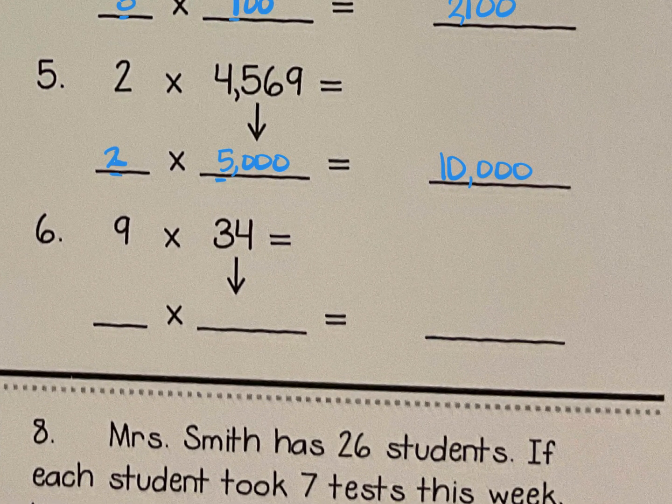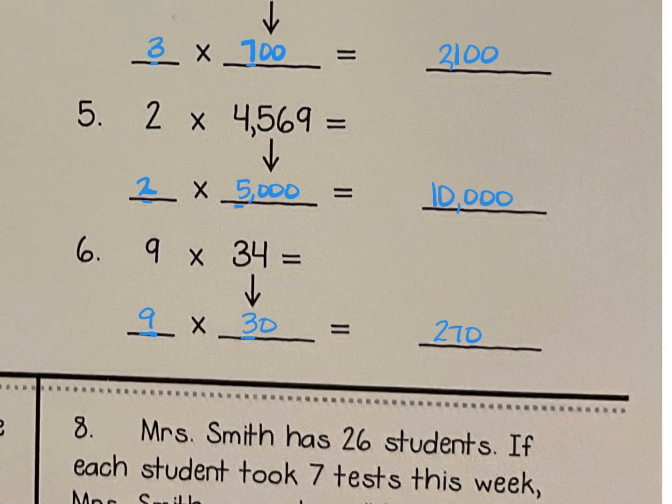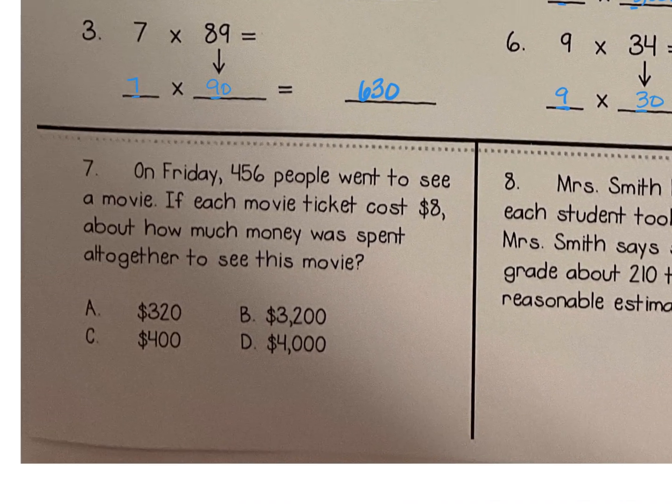All right, 9 times 34. What do we round 34 to, Brindley? 30 times 9. Take your basic fact. 9 times 3 is what, De'Eric? 27. Add a 0. And that's it. 270. Wait, hold on. Okay, let's go look at the word problems.